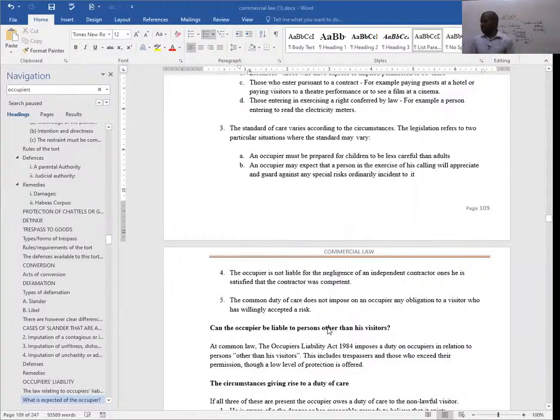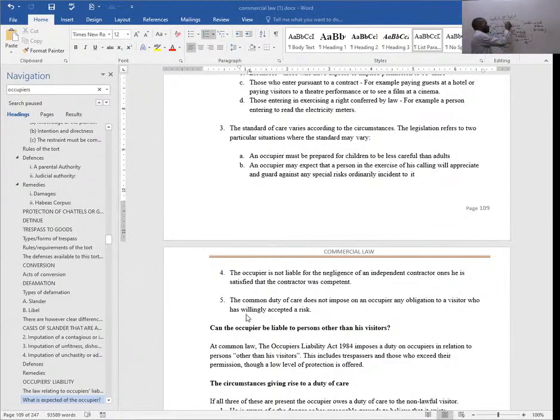So the occupier is not liable for the negligence of an independent contractor once he is satisfied that the contractor was competent. The occupier of the premises cannot be held responsible for accidents or failure of safety measures that arise out of the negligence of an independent contractor. For example, if a supermarket has pillars inside, and a pillar falls on one of the customers, the supermarket cannot be held responsible if it hired the services of a qualified independent engineer.